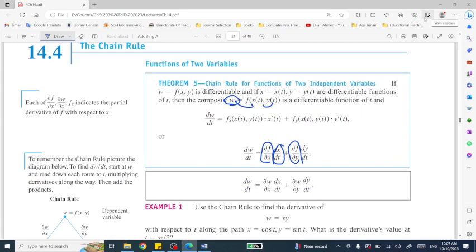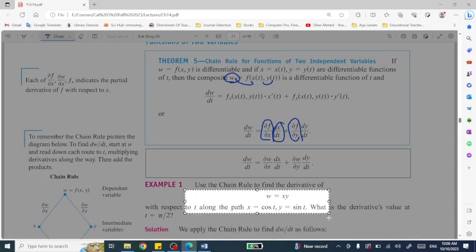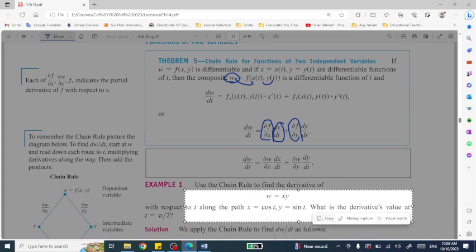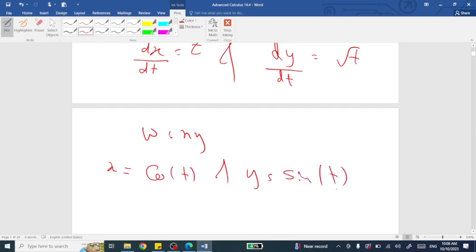Read the example. It says, find dw by dt, where w is equal to xy, and x equals, for example, cosine t, and y equals sine t. The student here has two options to answer, to find dw by dt.